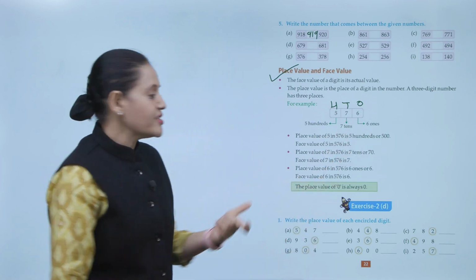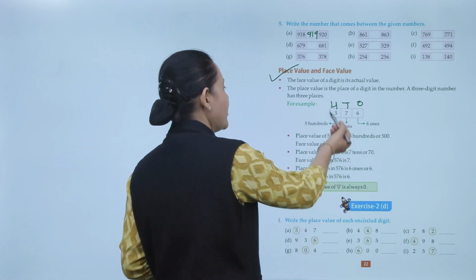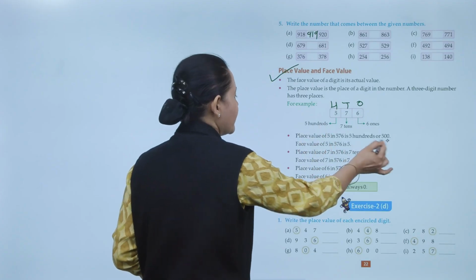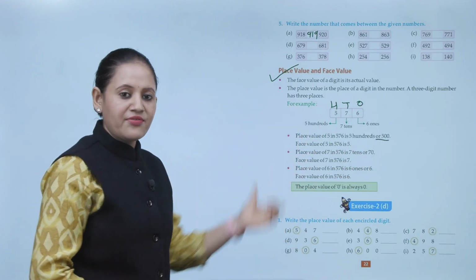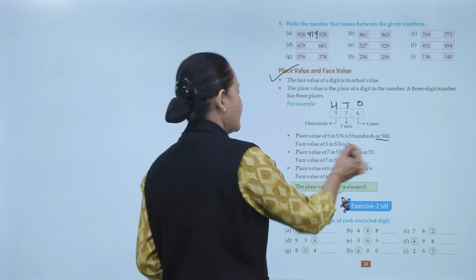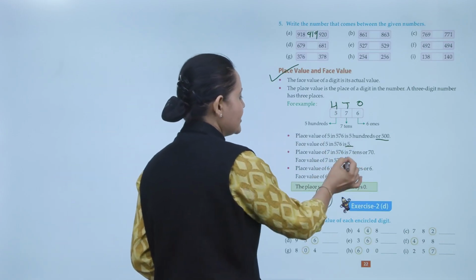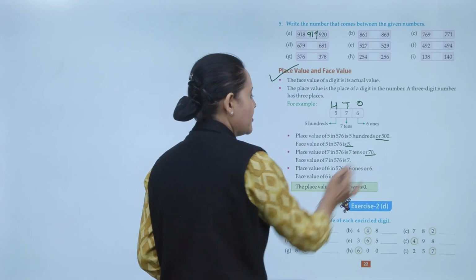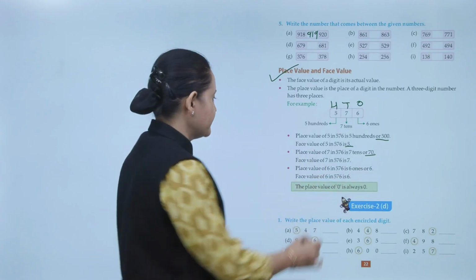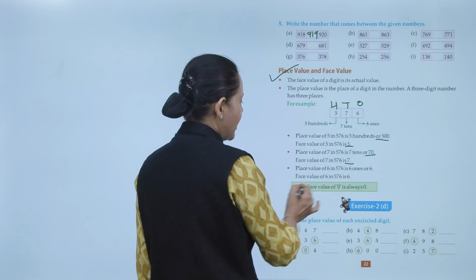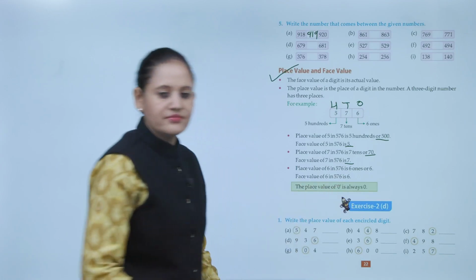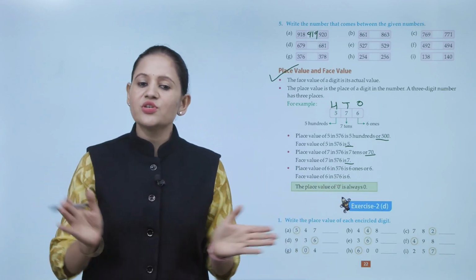So here the place value of 5 in 576, that is 500. But the face value will be the number itself. 5 की क्या होगी 5. Place value of 7, that is tens की पोजीशन पे है तो 70 हो जाएगी, but the face value is 7. 6, place value हो जाएगी 6 and the face value is also 6. The place value of 0 is always 0.